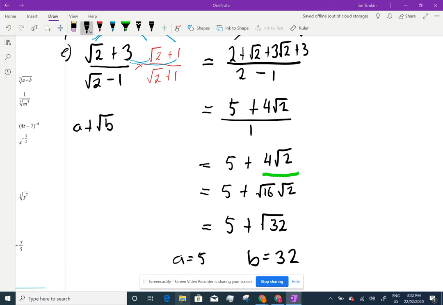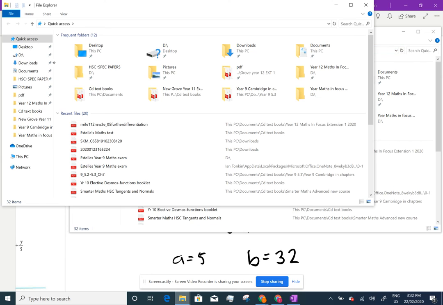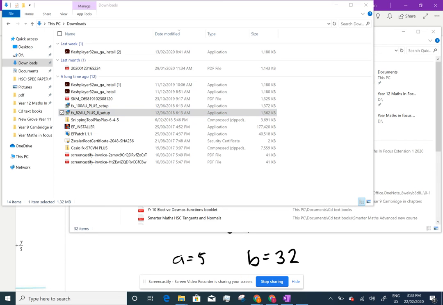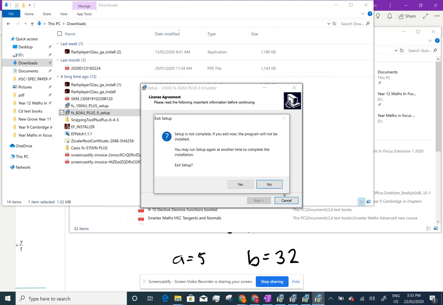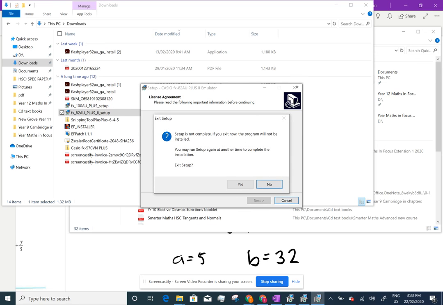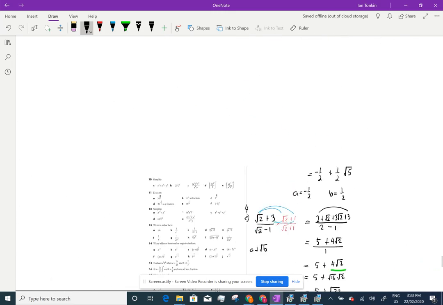Now, the last thing I wanted to show you was how to check it on your calculator. And I can't get my calculator because, oh, there it is. I don't want that. I just want the calculator. I don't want that. Cancel. Right, get out of here. Right, we'll just go back here. I'll tell you how to do it.